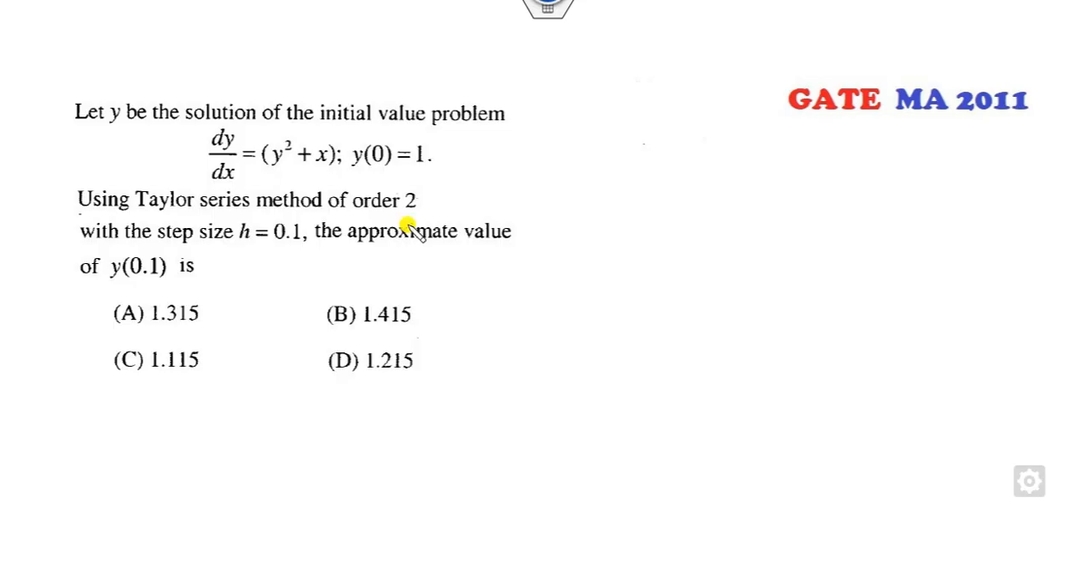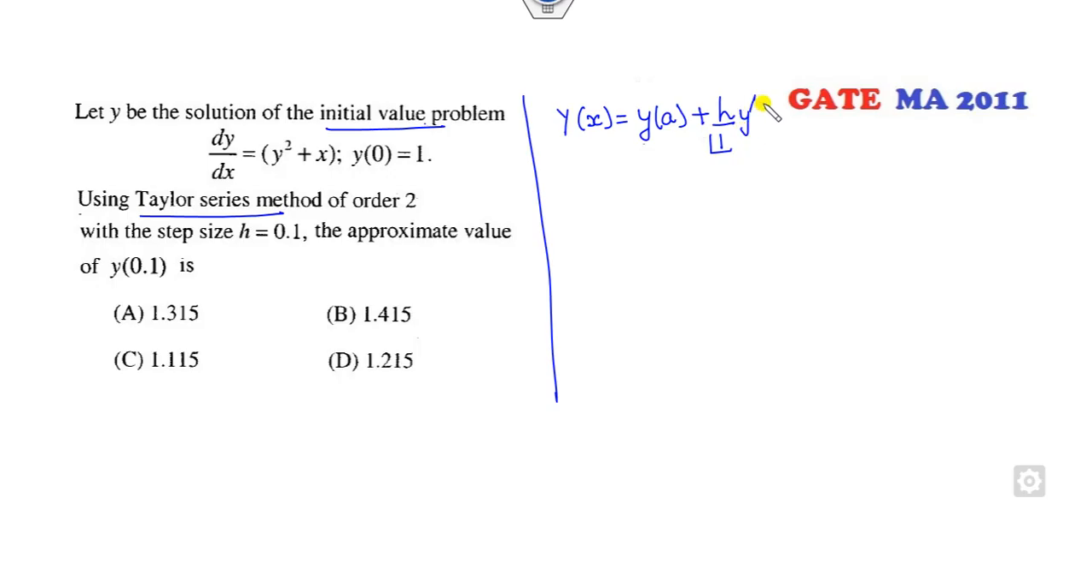Okay, look at this one. Y is the initial value problem, and they are talking about the initial. Okay, this is a numerical analysis, but anyhow, because of the initial value problem, I consider this. So what is the Taylor series? Taylor series at the point A is h over 1 factorial y dash at the point A plus h square over 2 factorial y double dash at the point A.